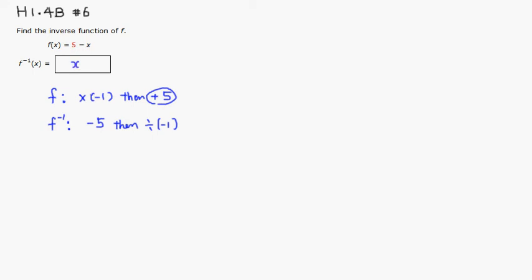Alright, so we can see what it does is take the x value, and the first thing you do is subtract 5, right? Then after that, multiply or divide the whole thing by negative 1. So you just have to negate it. Right, so that will give us the inverse function. If you want, you can write it as 5 minus x, which is surprisingly exactly the same function as the original function. Alright, that's it.